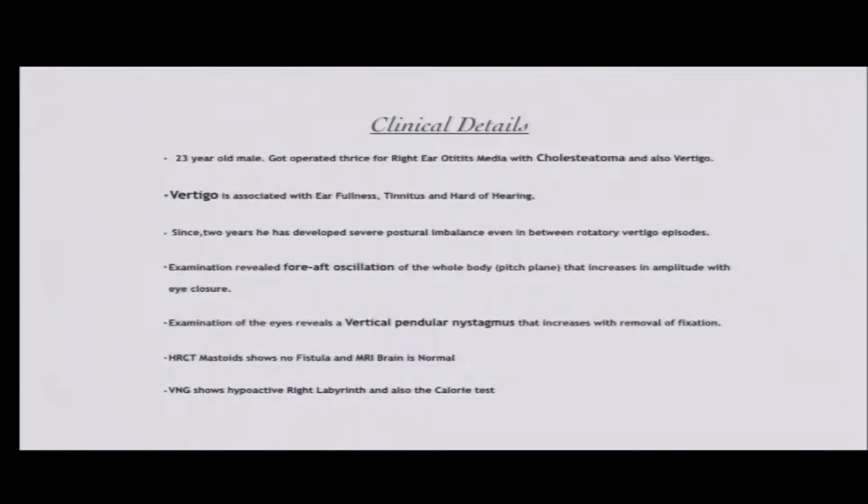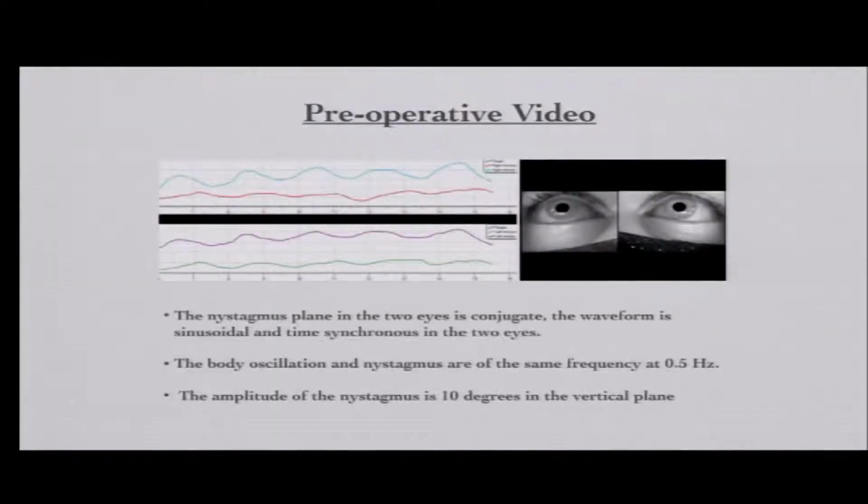Examination of the eyes reveals a vertical pendular nystagmus that increases with the removal of fixation. HRCT mastoid shows no fistula and MRI brain is normal. VNG shows a hypoactive right labyrinth and also the same result with the calorics. So I would like to show the pendular nystagmus here. Just see the pendular nystagmus there.